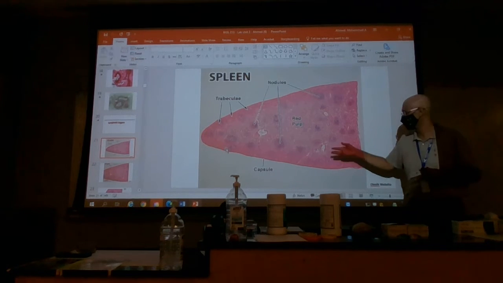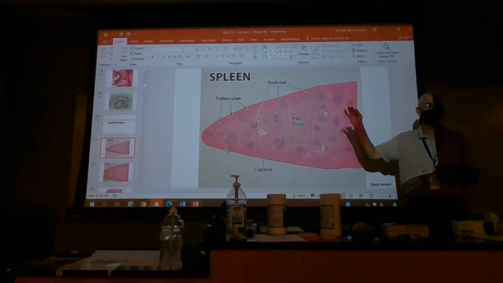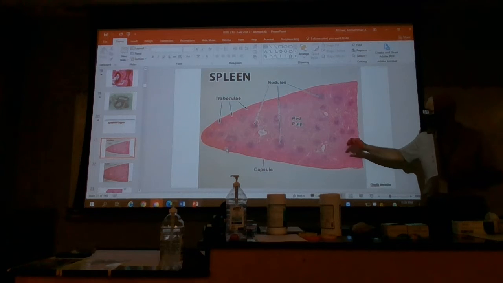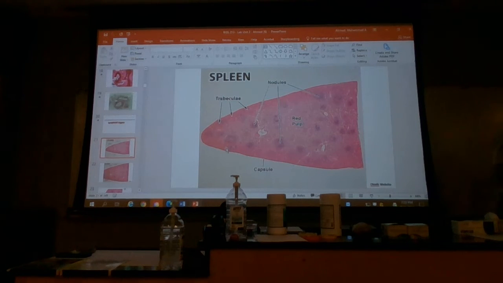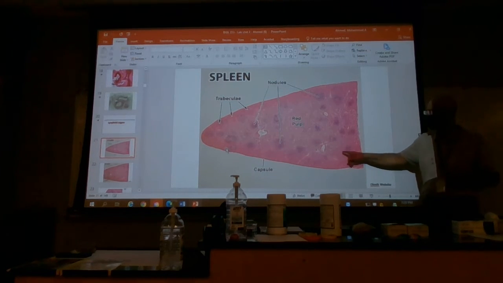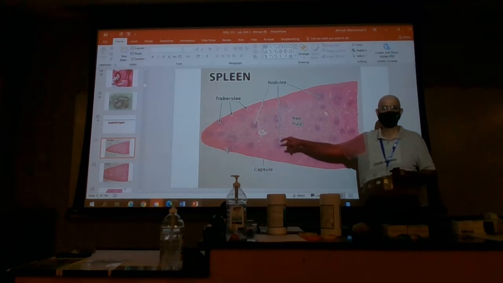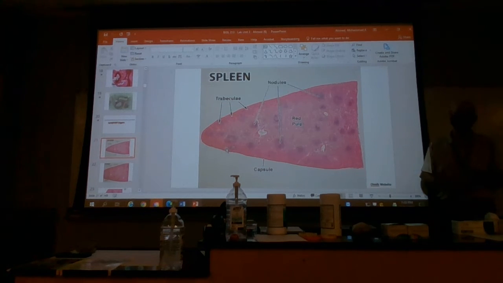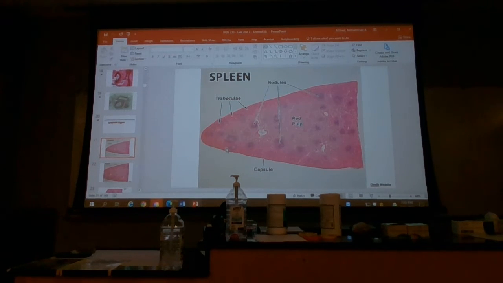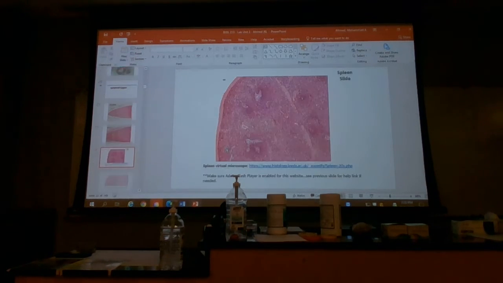Why? Because first of all, these are more purplish bluish in color, and also you can see the central arteries here. And what are these? This white pulp or this purple thing made up of? It's made up of millions of what? Lymphocytes. You're awesome, really awesome. Thank you, Aminata. It's made up of lymphocytes. Any questions about the spleen?